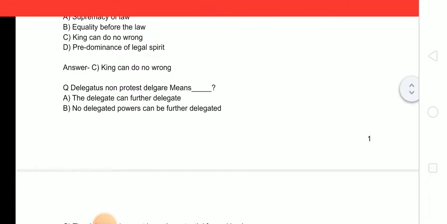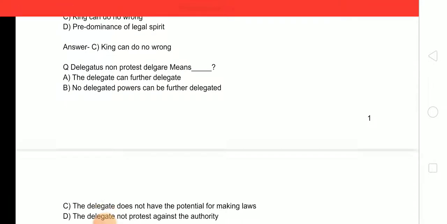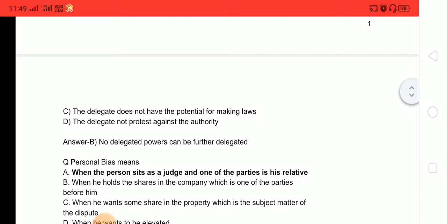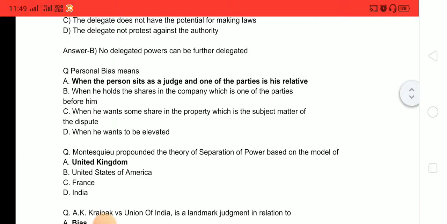Next question is, delegatus non potest delegare, what is the meaning of this maxim? And the answer is no delegated power can be further delegated. Next question is, personal bias means, and answer is when the person sits as a judge and one of the parties is his relative. That is called personal bias.